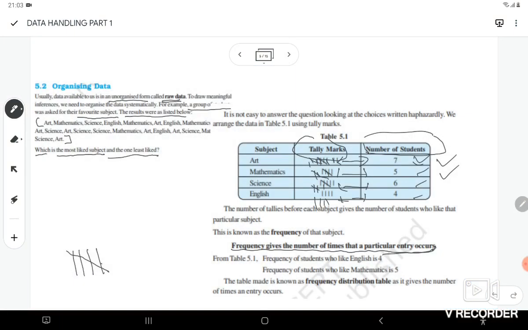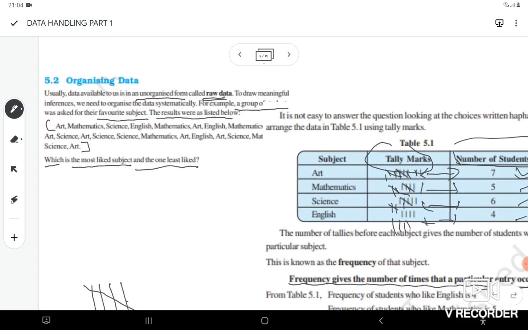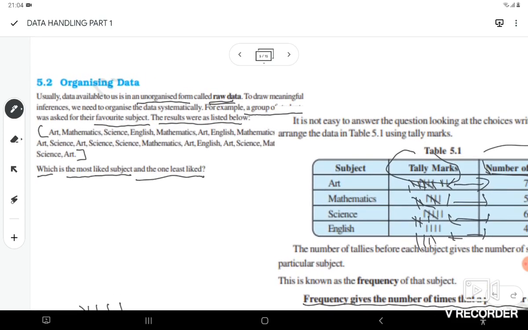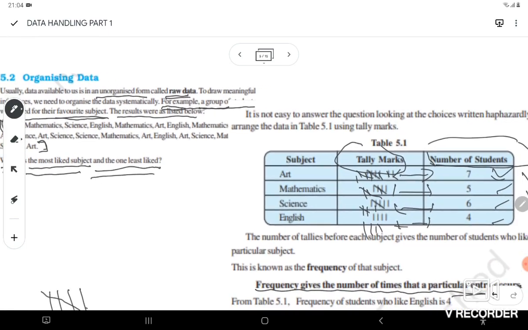Now moving on to how we organize the data. Organization of data can be done using the frequency distribution table, which we are going to discuss soon. First, let's take an example to make it easier to understand. A group of students was asked for their favorite subjects and the results were as below. The question says: which is the most liked subject and which is the least liked? Let's see how we can answer this question.